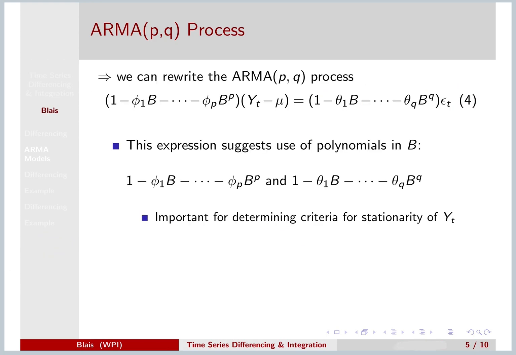Bringing this all together, we see that we can rewrite our ARMA process using this new version, where on the left, we have a polynomial in the backwards operator, and that captures all of the AR behavior. And on the right, we have a polynomial in the backwards operator that is picking up all of the moving average, order q behavior. And these polynomials can be used to determine the properties for stationarity for y_t, which would be done in a separate lecture.